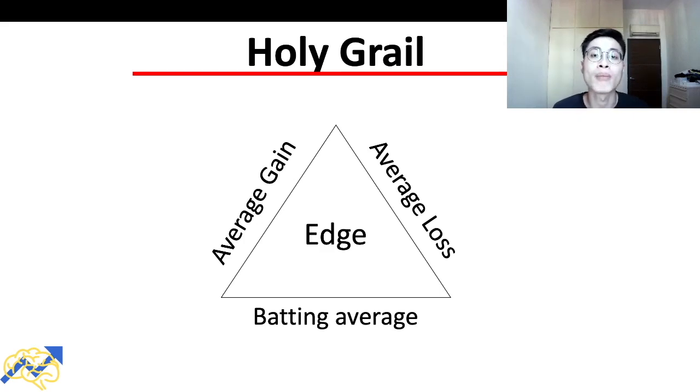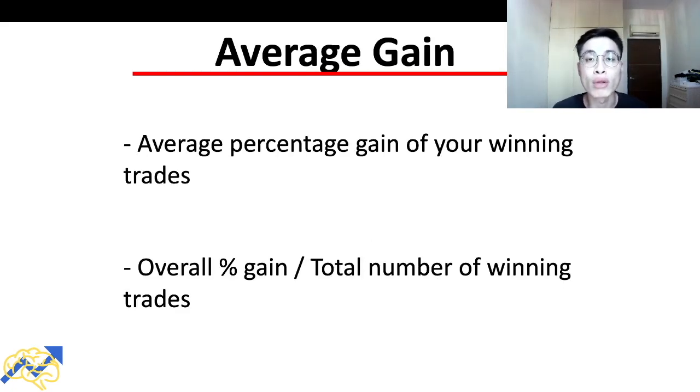And if you are trading in the stock market and you are able to master these three components, you will definitely be profitable in the stock market. So let's take a look at what these three components are. The three components are, first, average gain, the second is average loss, and the third is betting average. In this video, we'll dive deeper into these three individual components and how you can use them for your own stock trading. The first component in the holy triangle of stock trading is average gain.